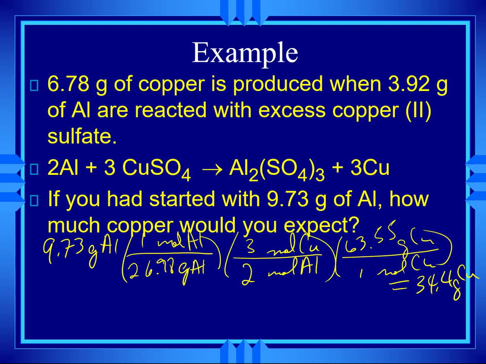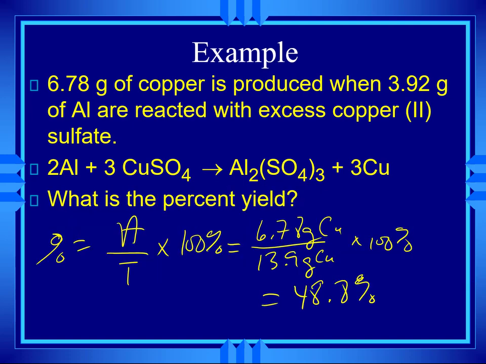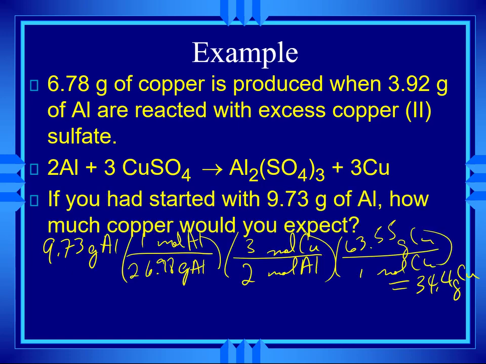But there's a little problem. That's if everything goes perfectly. Is everything going perfectly when I do this? No. What percent yield did I get on the last one? My percent yield was 48.8%, right? So I can actually only expect 48.8% of that. Makes sense? So I'm really only going to get 0.488 times 34.4 grams. Percentage as a decimal times the mass.